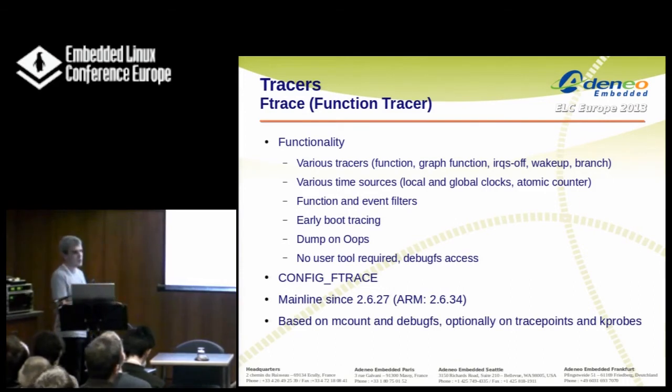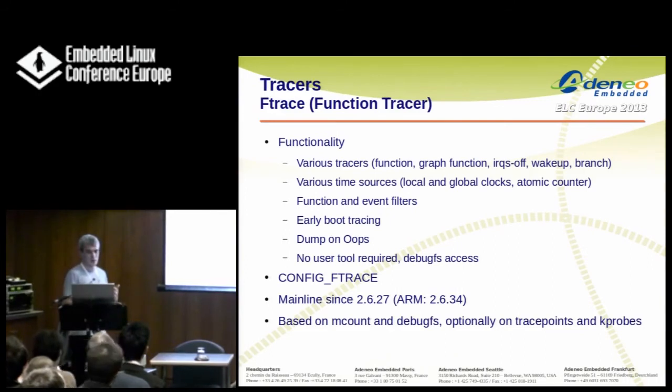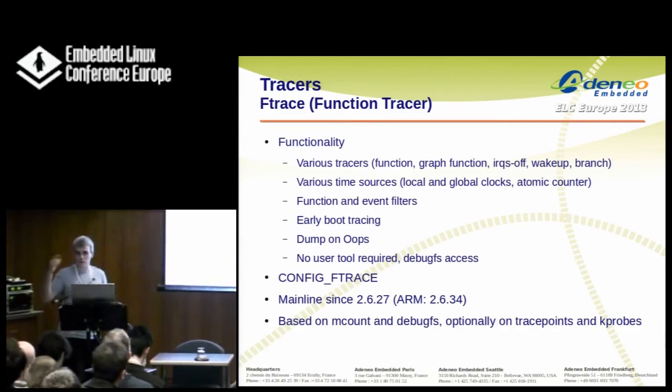So with ftrace you can apply a lot of filters. You can filter on function names, generally on function names, on events. It supports also tracepoints, and it can use kprobes also. And you can do early boot tracing using the kernel command line. So you just have to put ftrace equals the name of your tracer on the command line, and the traces will start as soon as possible, when the tracepoint framework, in fact, is activated.